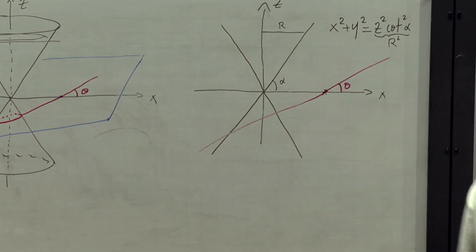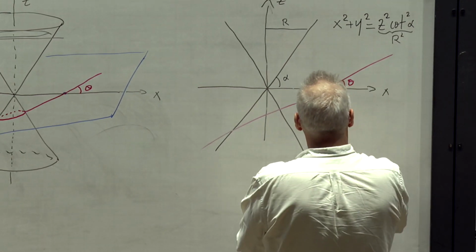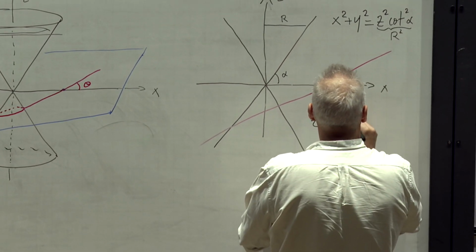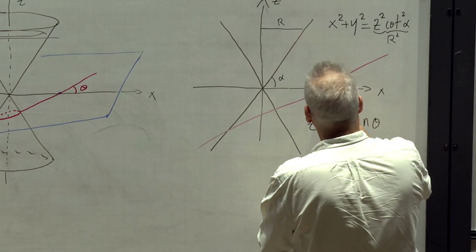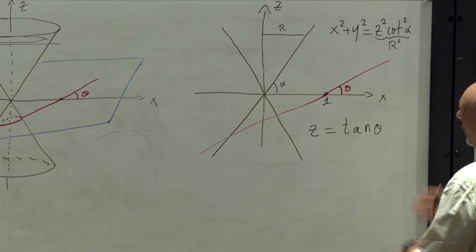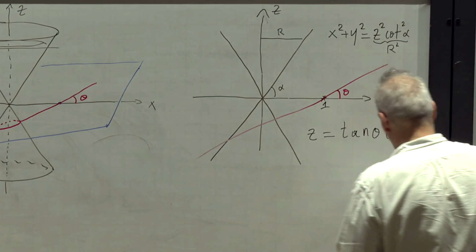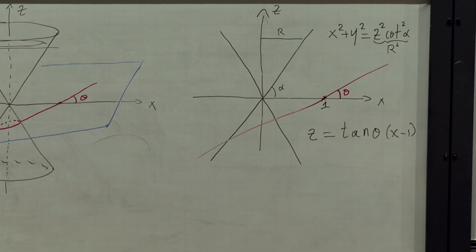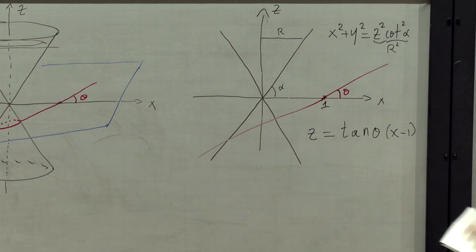Now I want to parameterize this line. First the line, in that plane, is z equals tan theta times x minus 1, because without loss of generality I can always choose my point here to go to x equals 1. Okay, that's a good start.